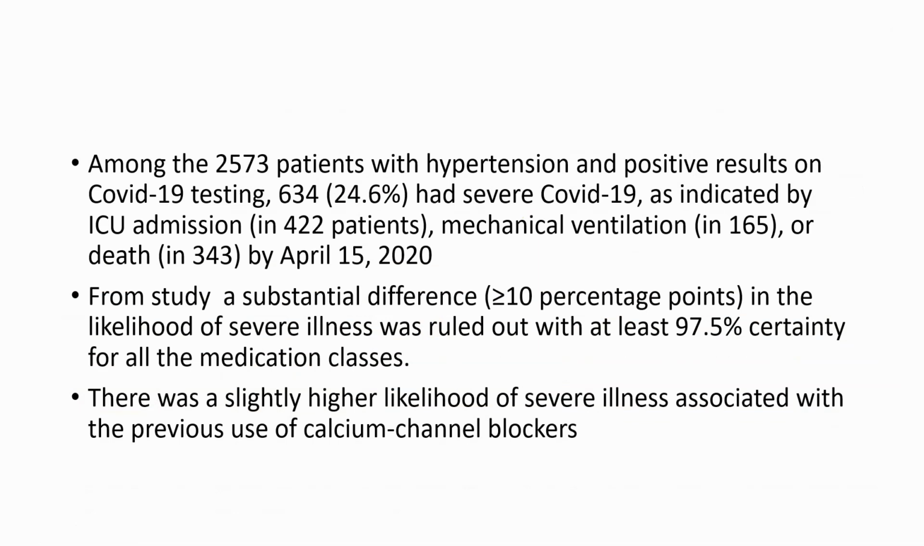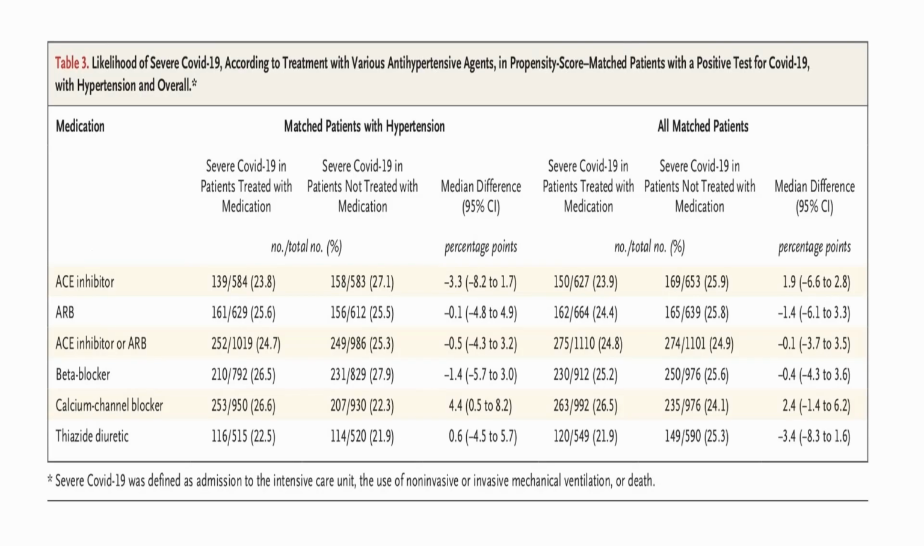Among the 2,573 patients who had hypertension and were positive on testing, 634 had severe illness as indicated by the criteria. So from the study, a substantial difference of greater than 10 percentage points in the likelihood of severe illness was ruled out, with at least 97.5% certainty for all the medication classes. There was a slightly higher likelihood of severe illness associated with previous use of calcium channel blockers. This is the likelihood of severe COVID. Again, you can see that ACE inhibitors and ARBs do not have a higher incidence. So the patients using ACE inhibitors or ARBs do not have a higher incidence of getting severe COVID than the tested patients.